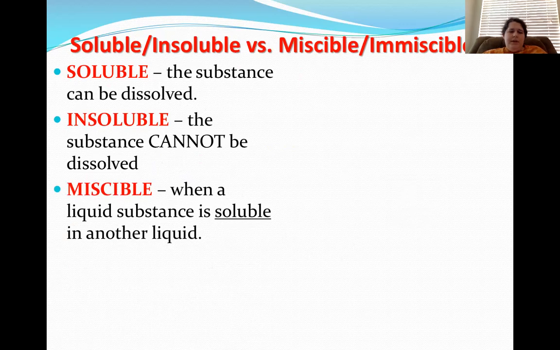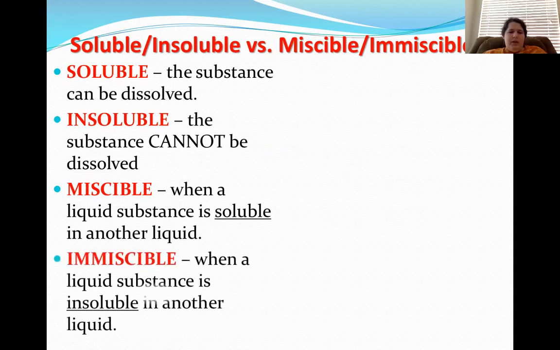Miscible is specifically when a liquid is soluble in another liquid, such as lemon juice in water or milk in water. Immiscible is the antonym for when a liquid substance is insoluble in another liquid. So immiscible, it would be like oil and water. They don't mix. Notice that miscible and immiscible pertain specifically to liquid solutions, okay? Soluble and insoluble are more generic and can relate to solids, liquids, or gases.